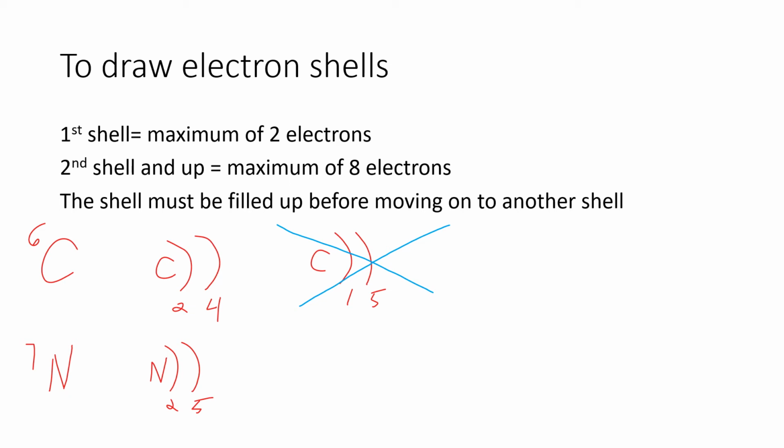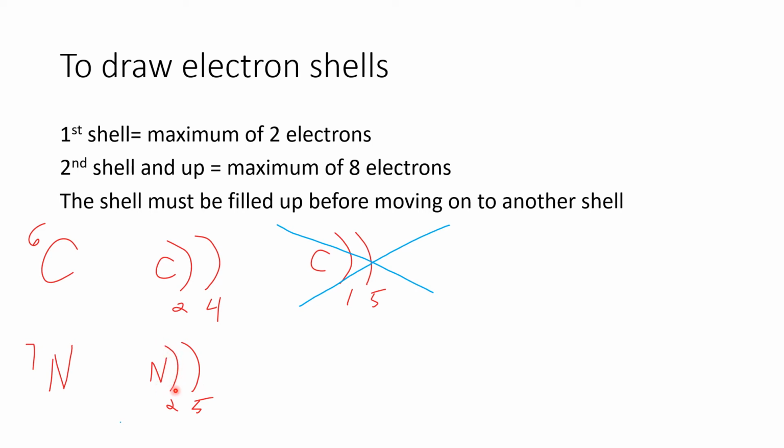Let's take a look at another example. So let's say I want to draw the electrons that nitrogen is carrying. So nitrogen, its atomic number is 7. That means that nitrogen carries 7 electrons. So I'm going to go ahead and draw my first shell, and I can place a maximum of 2 in my first shell. I'm not done, I need to reach 7, so I'm going to have to draw a second shell, and now I am okay to draw a second shell since I've already completely filled up my first one.